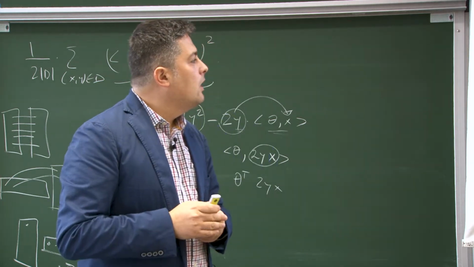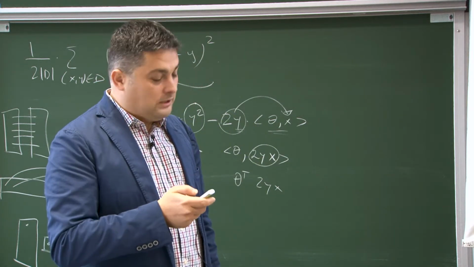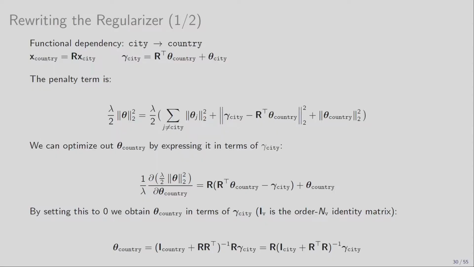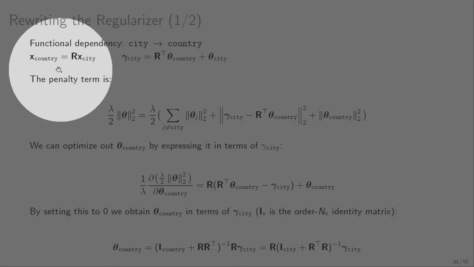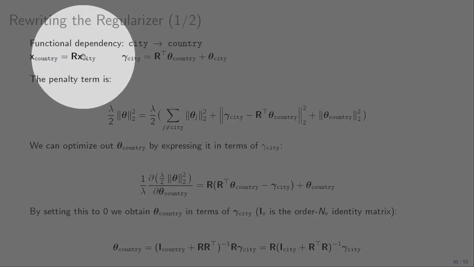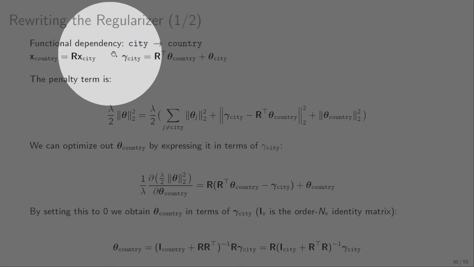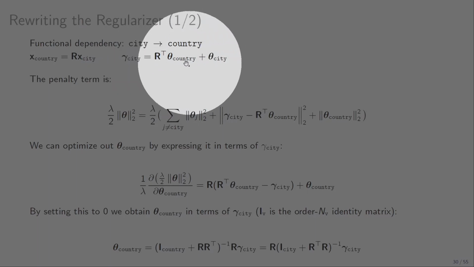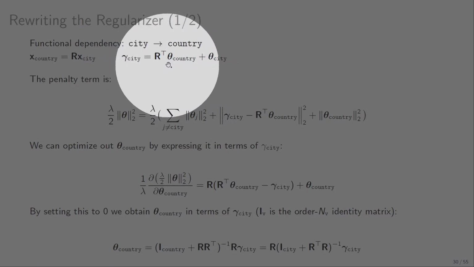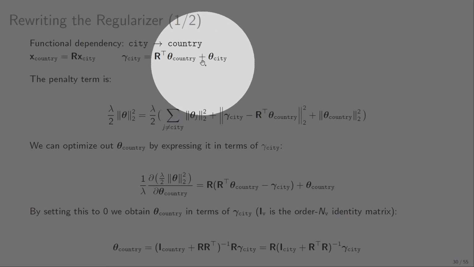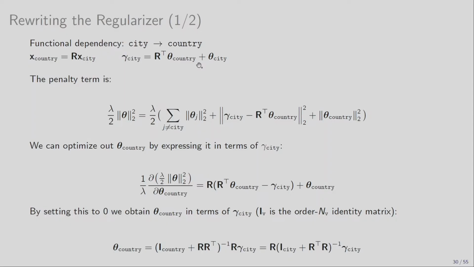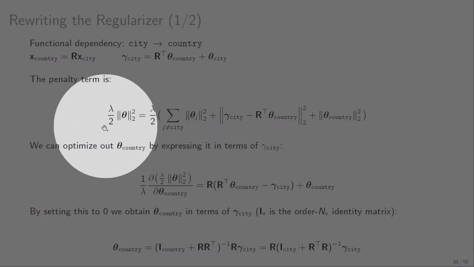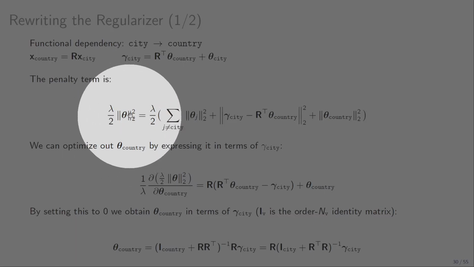So now let's look at the penalty term. In case of the penalty term, so first of all, we start with our identity, that the country is defined as a function of city using R. Then we just introduce this substitution, that gamma city is R transpose theta country plus theta city. So now let's look at the penalty term. So this was the penalty term we had, right?